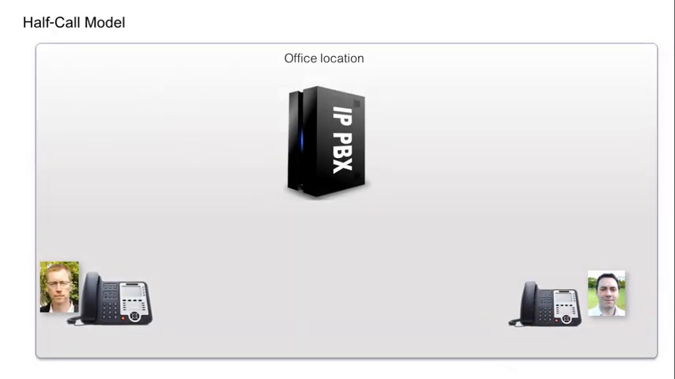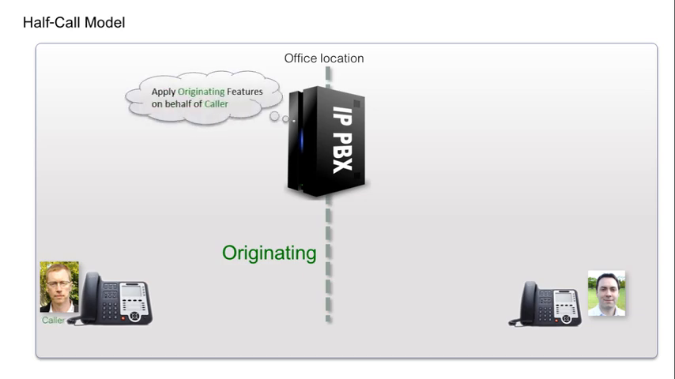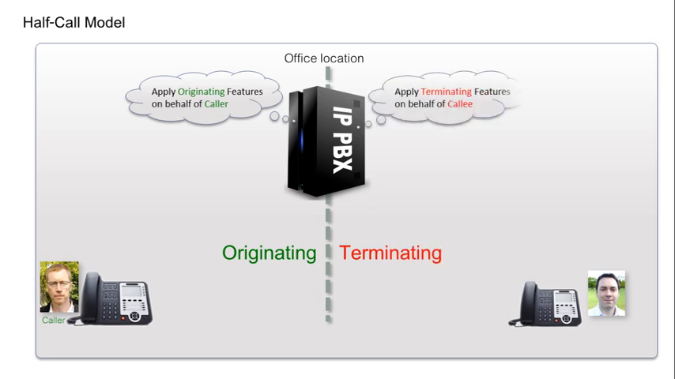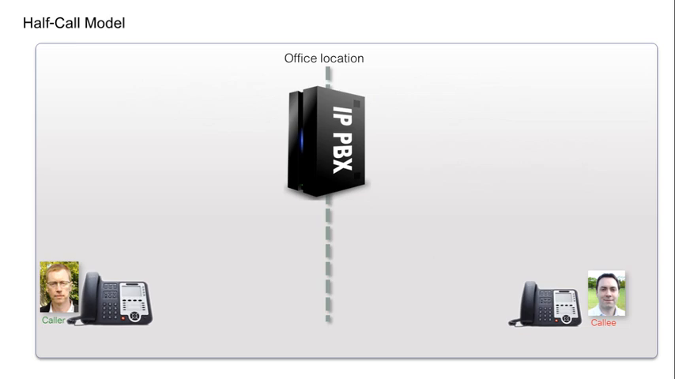Applying the half call model, the SIP server separates each call into two halves: an originating half in which it applies features for the upstream caller, and a terminating half in which it applies features for the downstream callee. Through the half call model, the PBX can apply one set of features for the caller and another set of features for the callee. For example, imagine Dave is a call center agent.